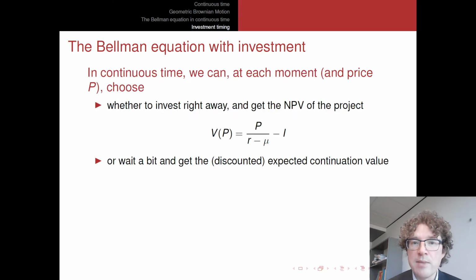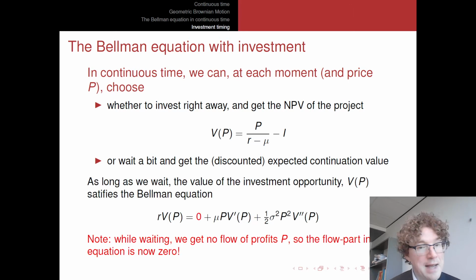In continuous time, at each moment, and therefore at each P that we observe, which is moving up and down over time, we have to choose whether we would like to make this investment right away. If we do so, we get the NPV of this project, which is P over r minus mu, the present value of those cash flows, minus the investment cost I. Or do we want to wait? And if we wait, then we get the discounted continuation value. The question then is, how can we find this discounted continuation value?